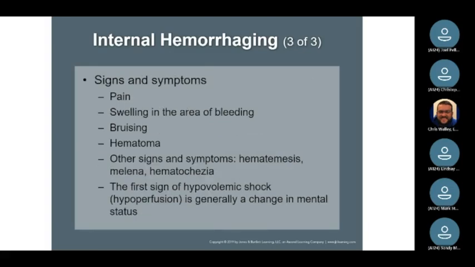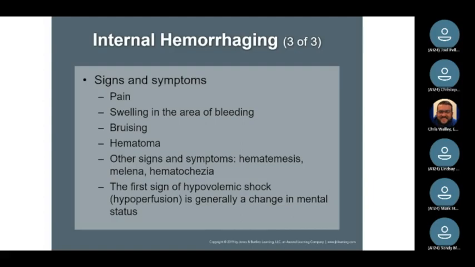Signs and symptoms of internal bleeding are pain, swelling in the area of the bleeding, bruising, and bleeding into the chest, which may cause dyspnea, in addition to tachycardia and hypotension. Hematoma is a mass of blood in the soft tissues beneath the skin. Other signs and symptoms: hematemesis, melena, hematochezia, pain, tenderness, bruising, guarding, or swelling, broken ribs, bruises over the lower part of the chest, or a rigid, distended abdomen.